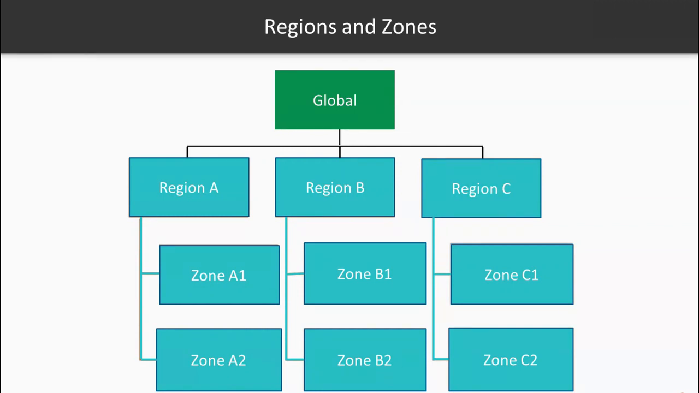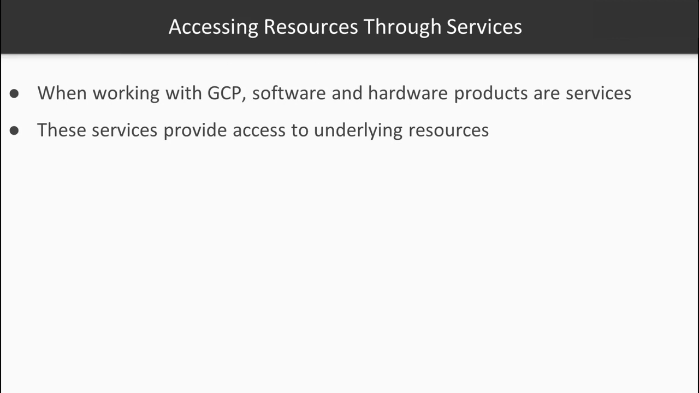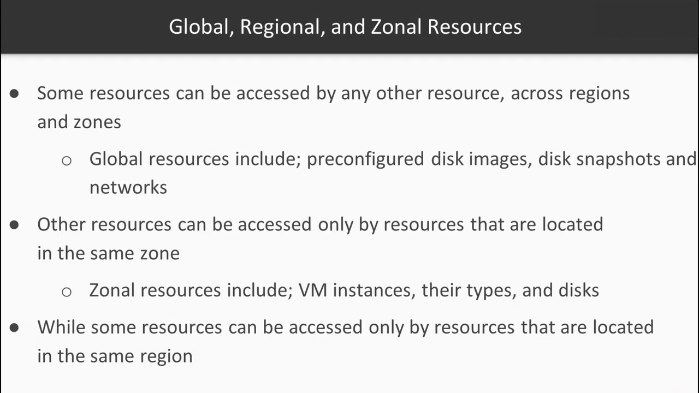When you work with GCP, software and hardware products are services, and these services are what provide access to the underlying resources. Some resources can be accessed by any other resource across regions and zones. Global resources include pre-configured disk images, disk snapshots, and networks. But other resources can be accessed only by resources that are located in the same zone. Some zonal resources include VM instances, their types, and disks.